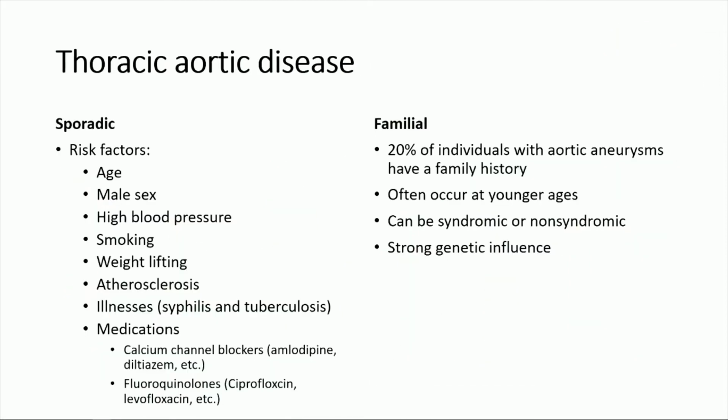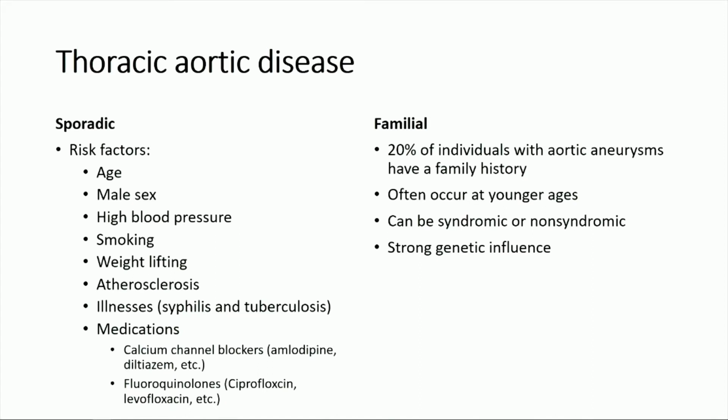When we think about thoracic aortic disease, we see two flavors. One is sporadic disease, and these risk factors typically go along with an older age of presentation, are a bit more common in the male sex, and go along with a lot of environmental features, such as a long-standing history of coronary artery disease, high blood pressure, smoking, perhaps heavy weightlifting. There can be a variety of illnesses and medication exposures that can also increase risk for aneurysm and dissection. Today's talk is really going to focus on the familial type of thoracic aortic disease.